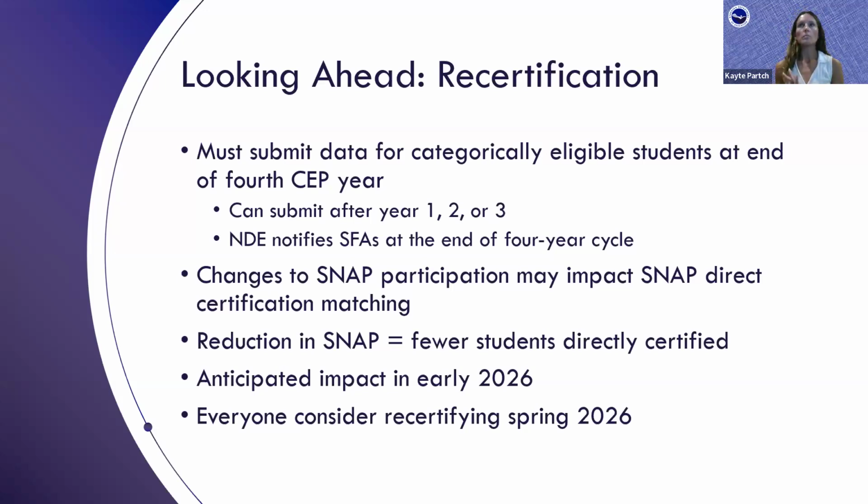So if you are in your third year in 25-26, meaning your fourth year of CEP, your CEP cycle is 26-27, you may see a reduction in the number of students directly certified for SNAP in year 26-27. And that's going to mean a reduction in your identified student percentage, and that results in a reduction in your free claiming percentage. So that has a financial impact on your school nutrition programs, of course.